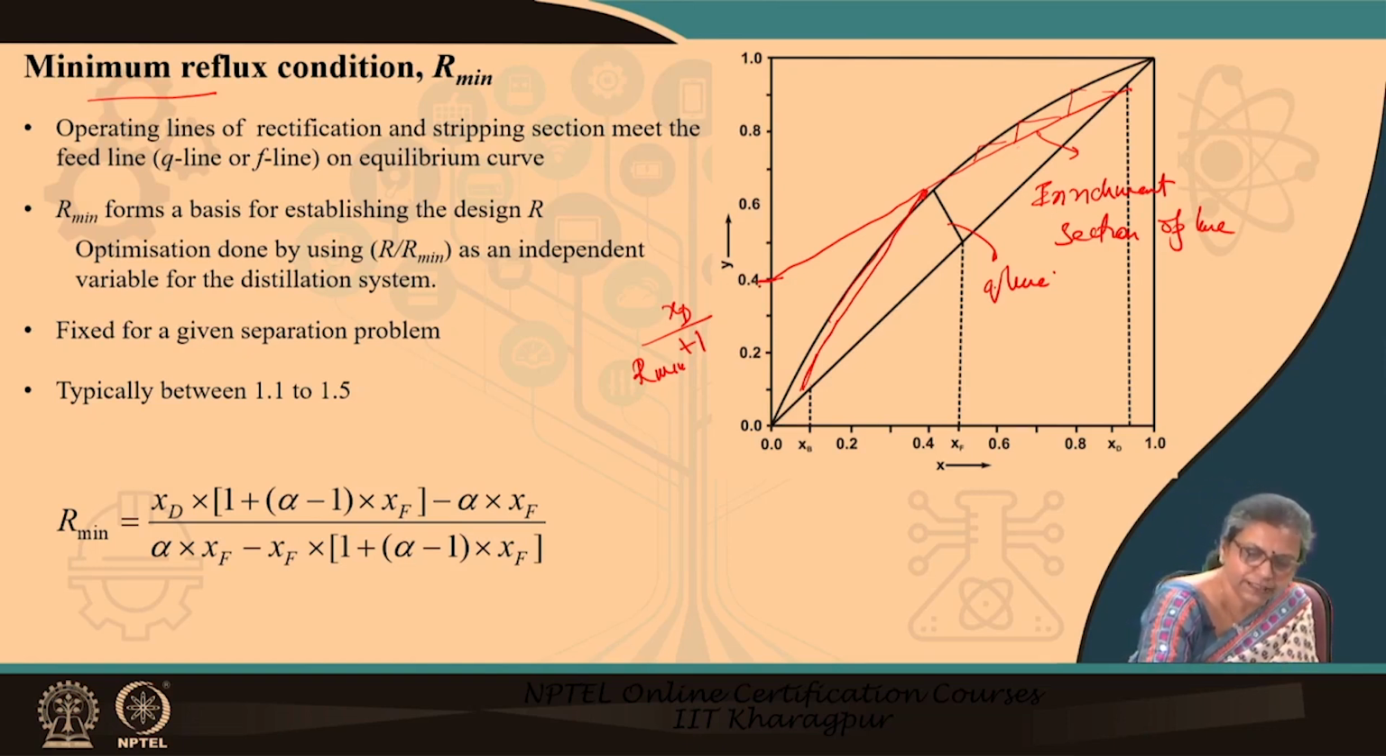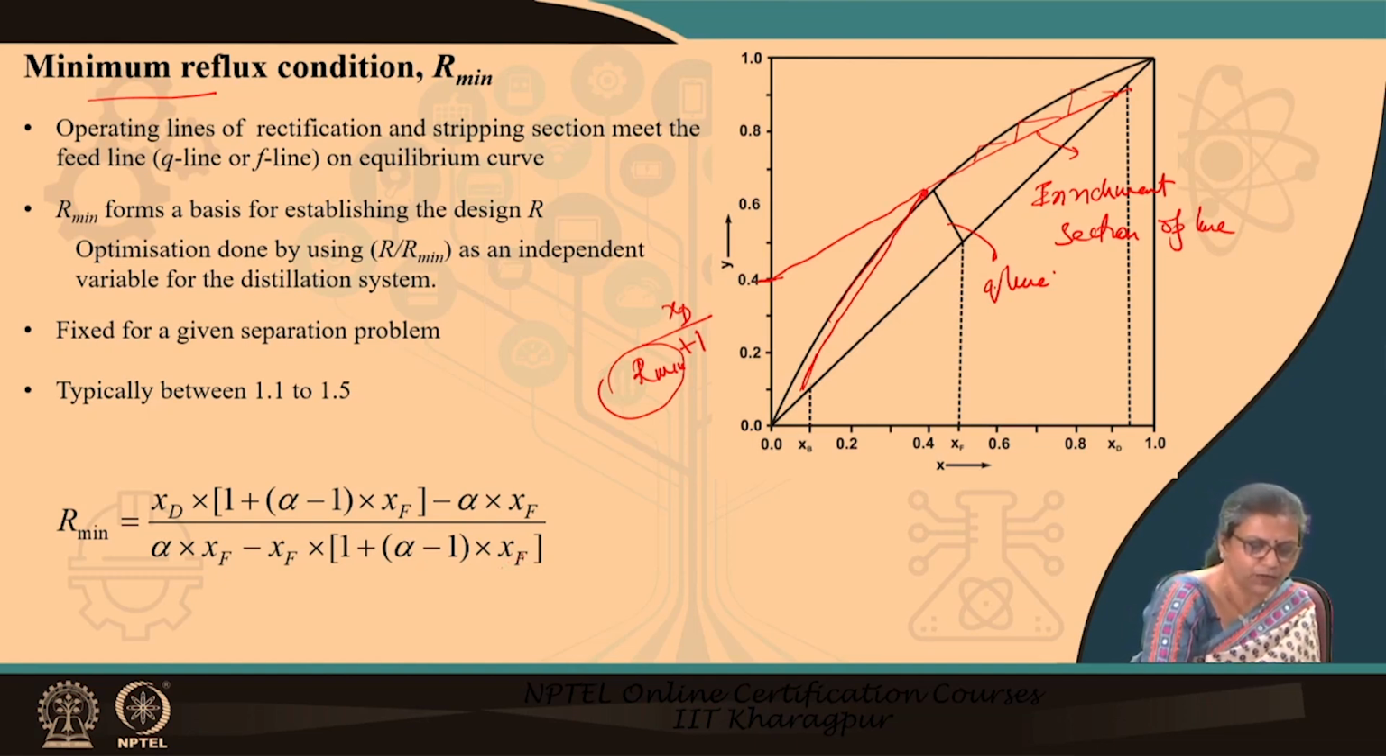So, therefore, in this particular case, we start from x_D, x_D, and the intersection of the q line with the enrichment section operating line occurs at the equilibrium curve. If we intersect that part, then we find that the intersection occurs at x_D by R_m plus 1. So, therefore, from this construction we can find out the R minimum.